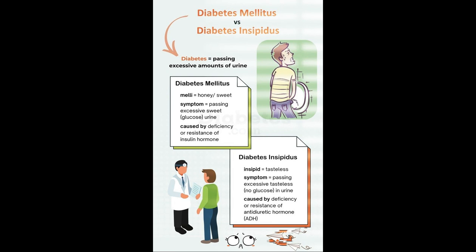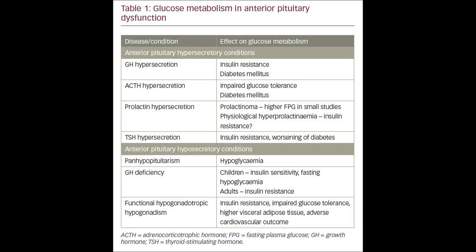Primary hormonal disturbance: insulin deficiency or resistance versus ADH deficiency or resistance. Diabetes mellitus, type 1 and type 2, primarily involves disturbances in insulin, a hormone produced by the pancreas which regulates glucose levels in the blood. Type 1 diabetes is characterized by insulin deficiency due to the autoimmune destruction of insulin-producing beta cells. In contrast, type 2 diabetes stems from insulin resistance, where the body's cells fail to respond to insulin effectively.